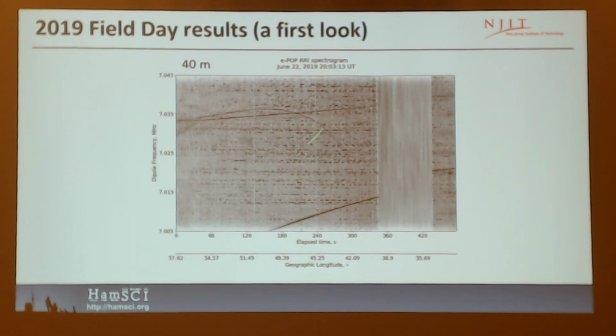As you can see here, again, it's a spectrogram. It's a waterfall plot. We have the frequency of a dipole that we tuned to 7.025 megahertz, and here's our passband. This is seconds into our experiment, so this is 0 to 440 seconds, and we're starting at 57 degrees north, all the way down to about 33 degrees north.